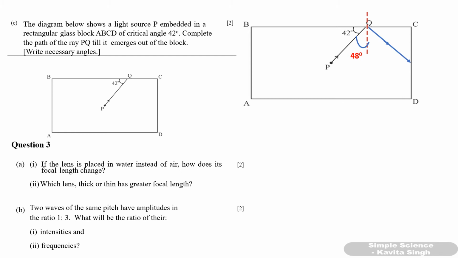Now the ray has reflected with the same angle 48 degree. Now what will happen to this ray of light at surface CD? For that also you need to find the angle of incidence. Okay, for that you have to draw the normal. Now this angle is 42, this is 48. So the angle of incidence will be 42 degree, which is equal to critical angle. Now if the angle of incidence is equal to critical angle, then the ray will pass through the surface.